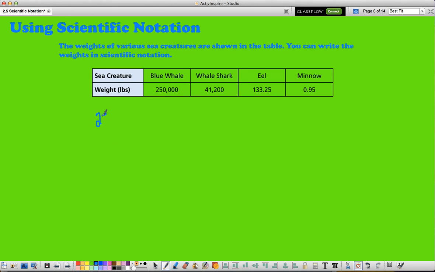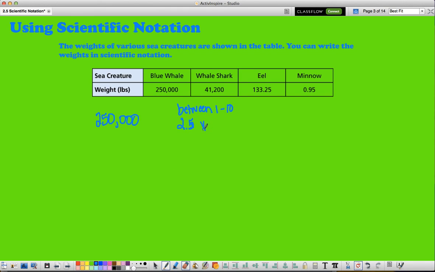So I have 250,000. And my first number has to be a number that is between 1 and 10. So it can be 1, but it cannot be 10. Looking at this number, to make a number that's between 1 and 10, I would have to put the decimal between the 2 and the 5. So I do 2 and 5/10, and I put my decimal there.